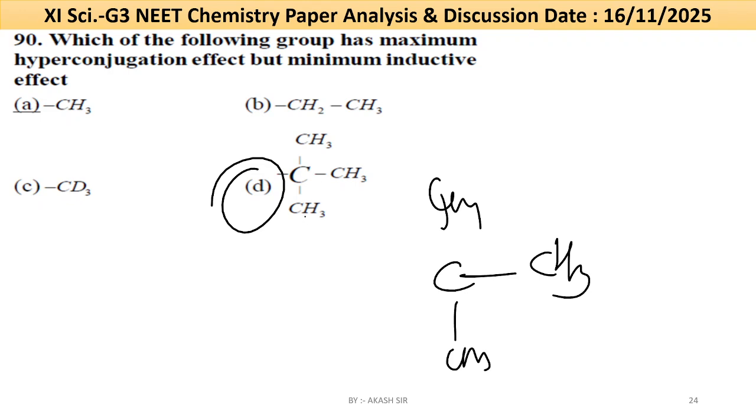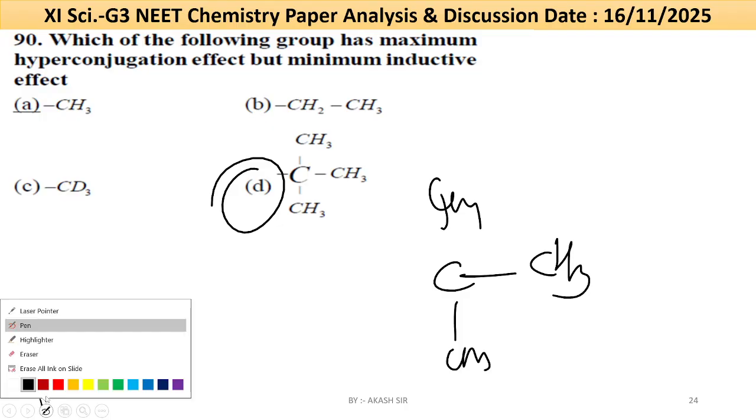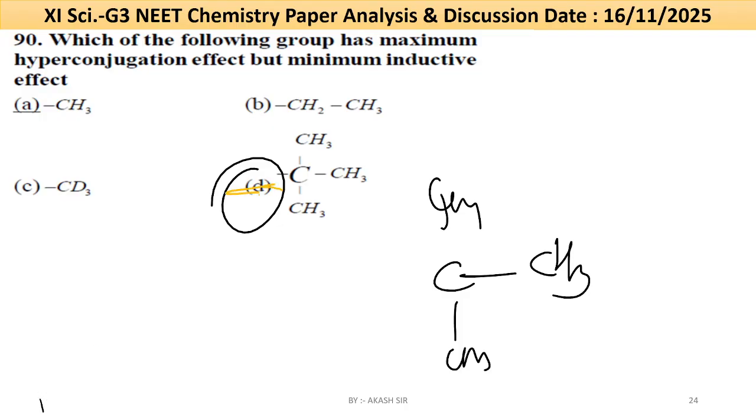So here the answer must be option D. Your answer must be D. This shows the maximum hyperconjugation but minimum inductive effect.